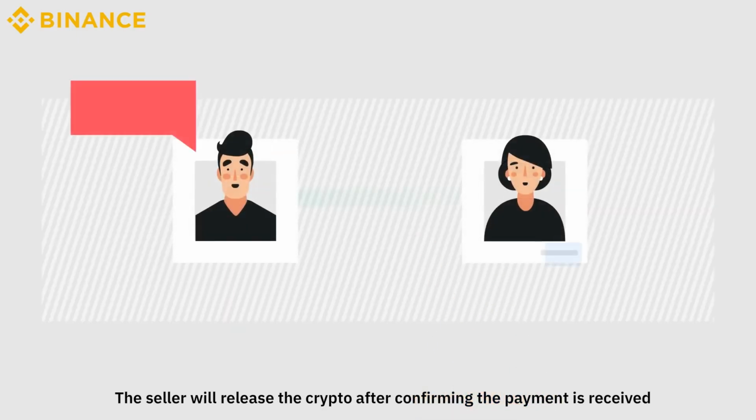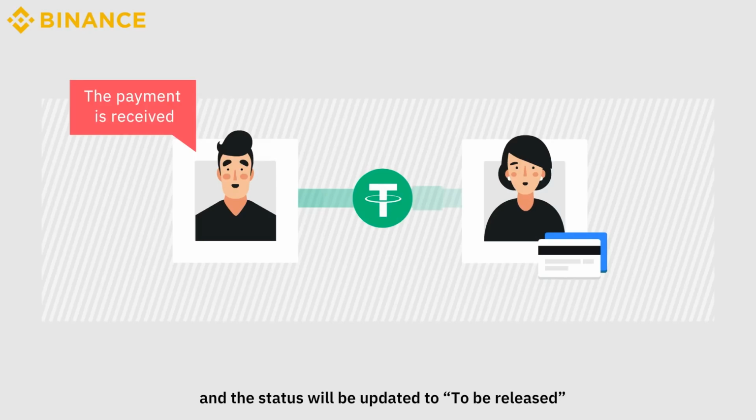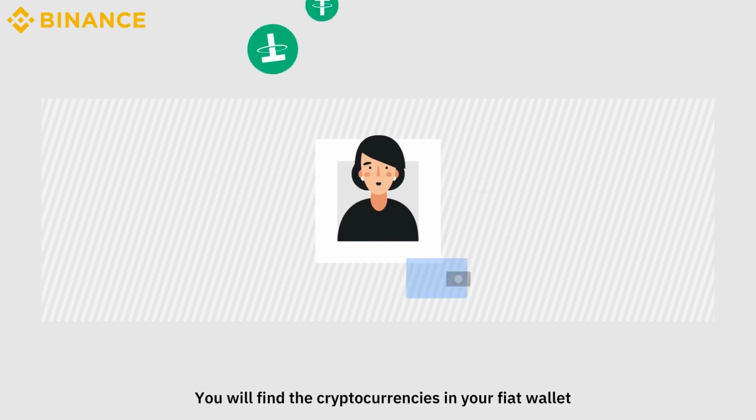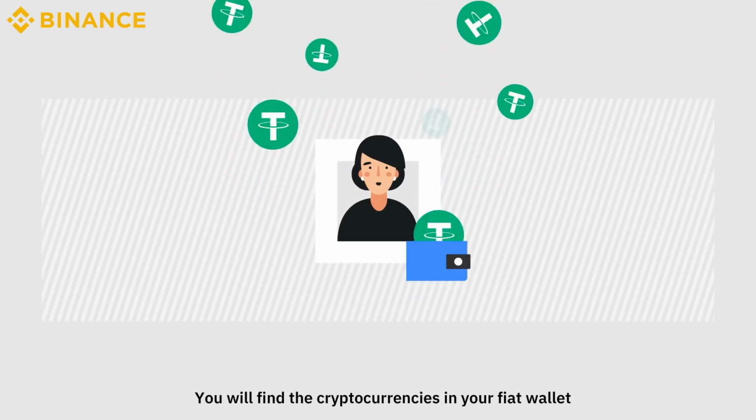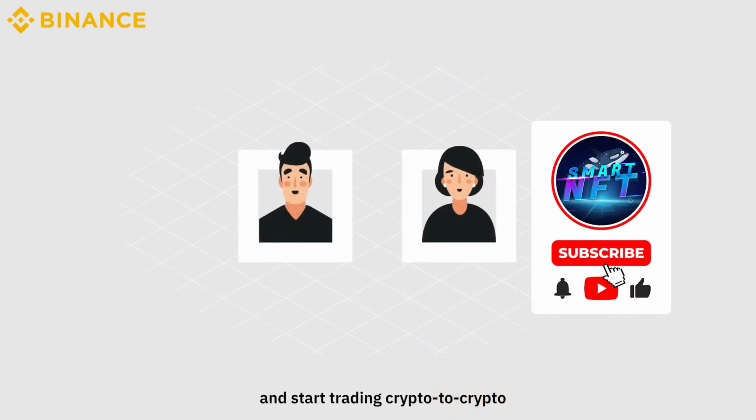The seller will release the crypto after confirming the payment is received, and then the status will be updated to released. The transaction will be completed. You will find the cryptocurrencies in your fiat wallet. You can click Transfer to Fiat Wallet to transfer the fund and start trading crypto to crypto.